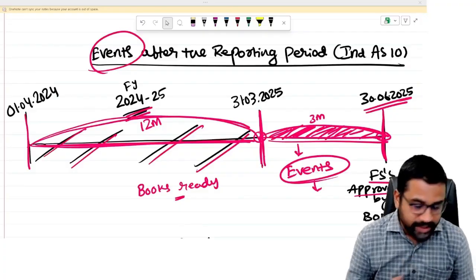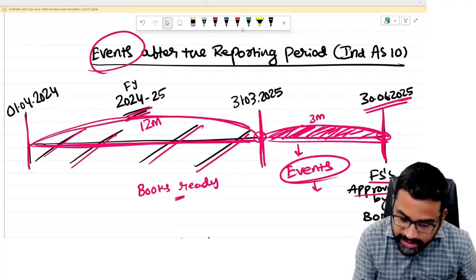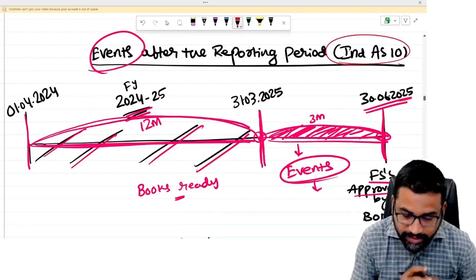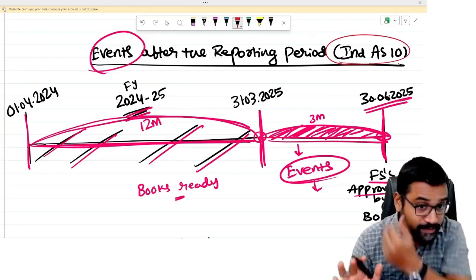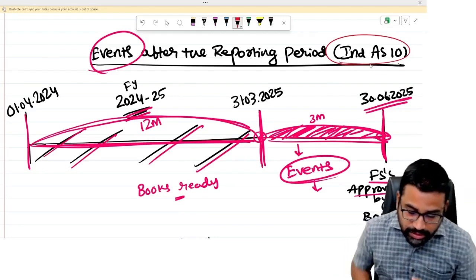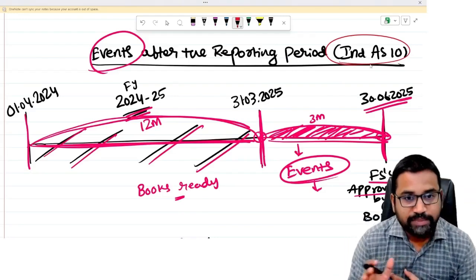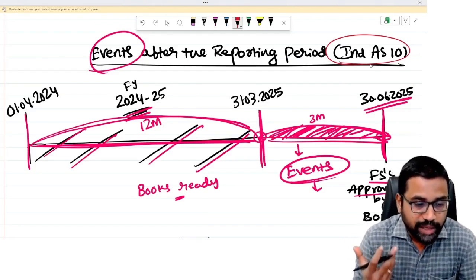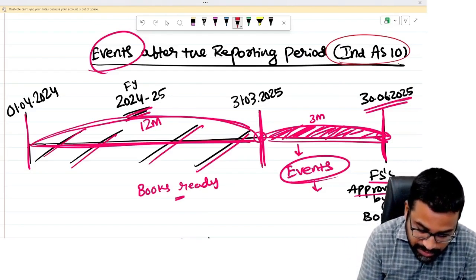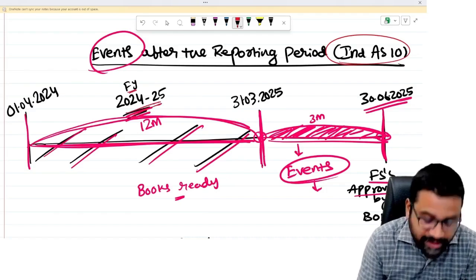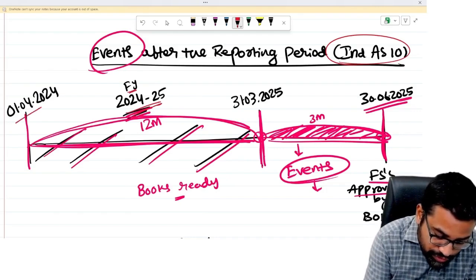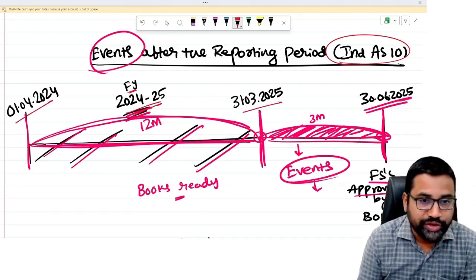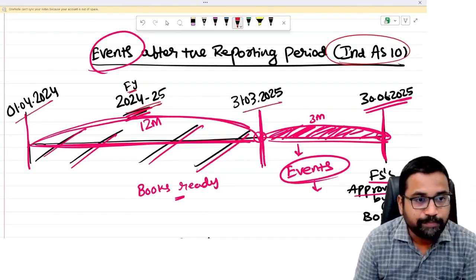So the next standard for discussion is Ind AS 10, sir, which is about events occurring after the reporting period. Very simple standard, sir. Listen to me carefully. See, I will explain why this standard came, what is the main objective of this standard. Suppose for example, the financial year 24-25, sir. You know, 1/4/2024 to 31st March 2025. So this year will be completed.